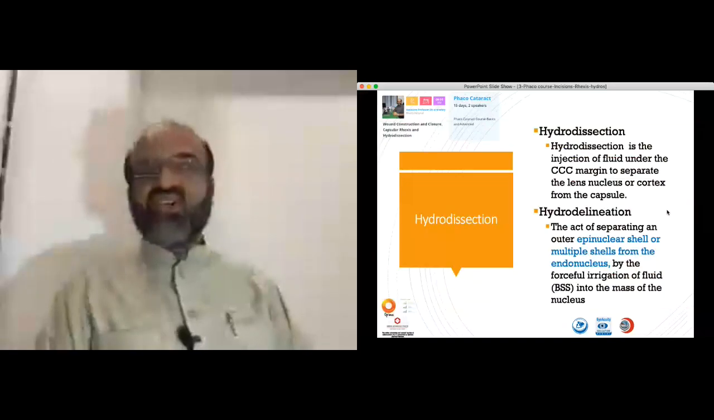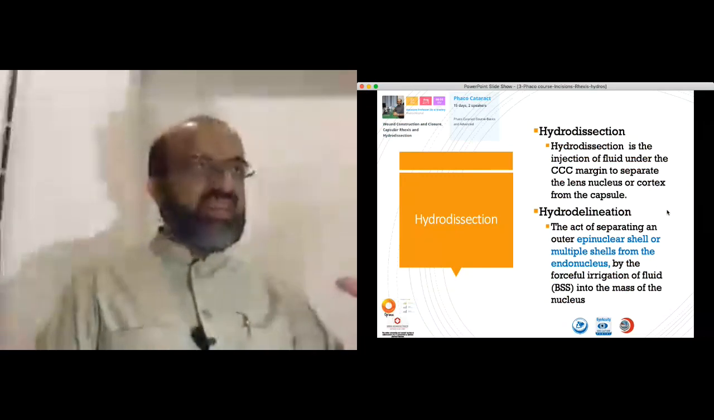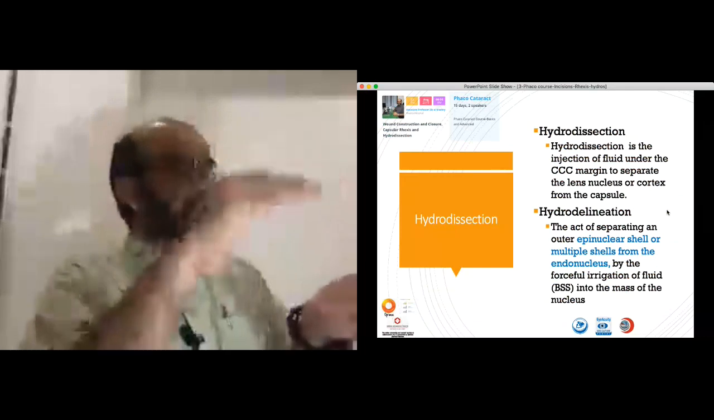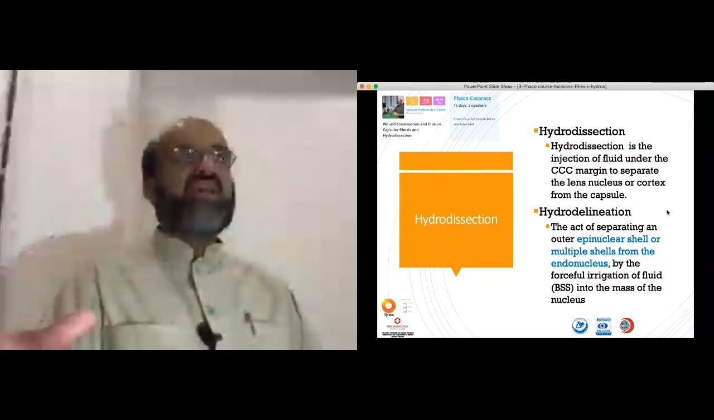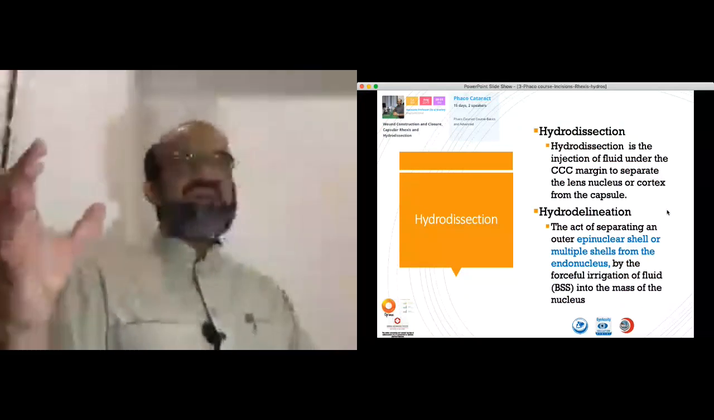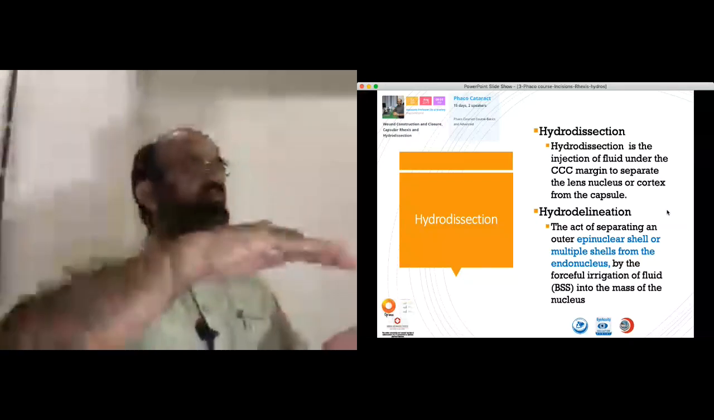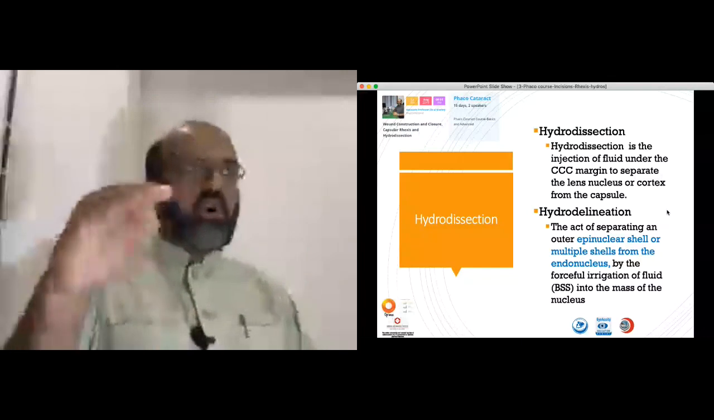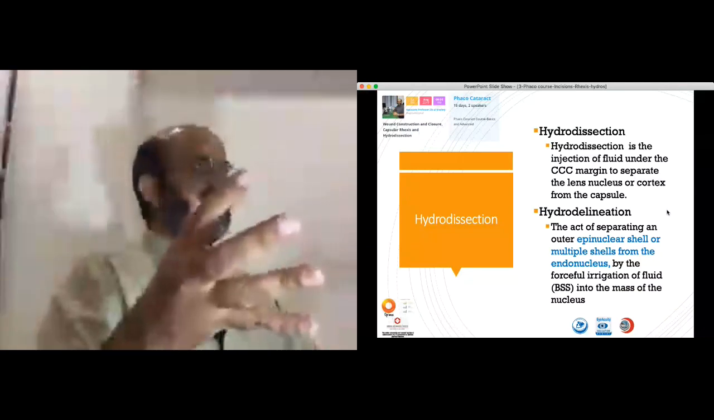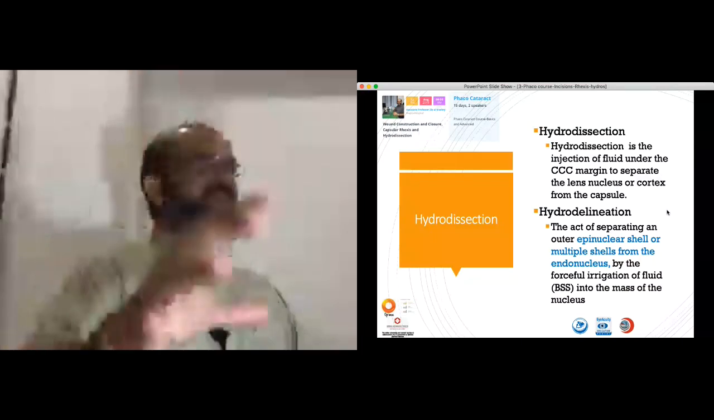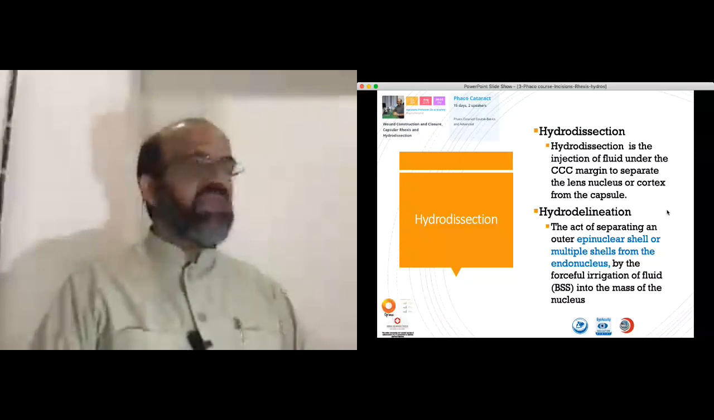So hydrodissection is the injection of fluid under the capsular rhexis margin to separate the lens from the cortex capsule. Hydrodissection typically means separation of the capsule from the whole bulk of the nucleus and the cortex. So that's the difference between hydrodissection and hydrodelineation. Hydrodelineation is separation of the nucleus from the cortex, whereas hydrodissection is separation of the whole nuclear cortical complex from the capsule itself. So first the current needs to go all around the lens matter, this whole cortical nuclear potato, and just separate the potato peel, that is the capsule, from the pulp of this whole nucleus and the cortex. That is hydrodissection.